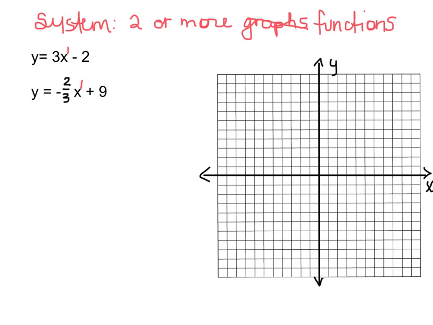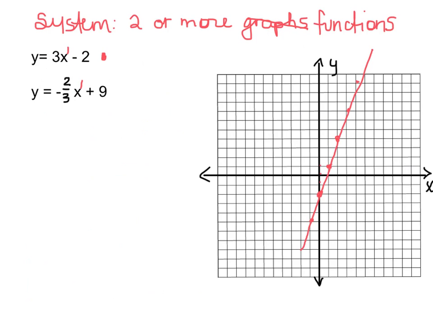I'm going to graph these 2 lines, and I always do them in 2 different colors. So I'm going to graph this first one in red. I have a y-intercept of negative 2. I have a rise of 3 over 1. Don't forget the over 1. I could also go negative 3 and backwards 1. And I'm going to connect.